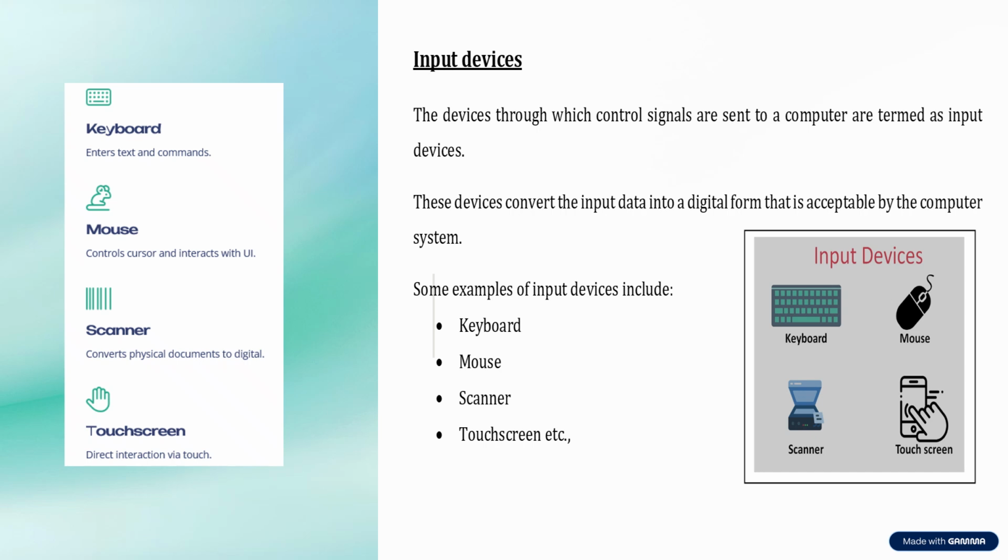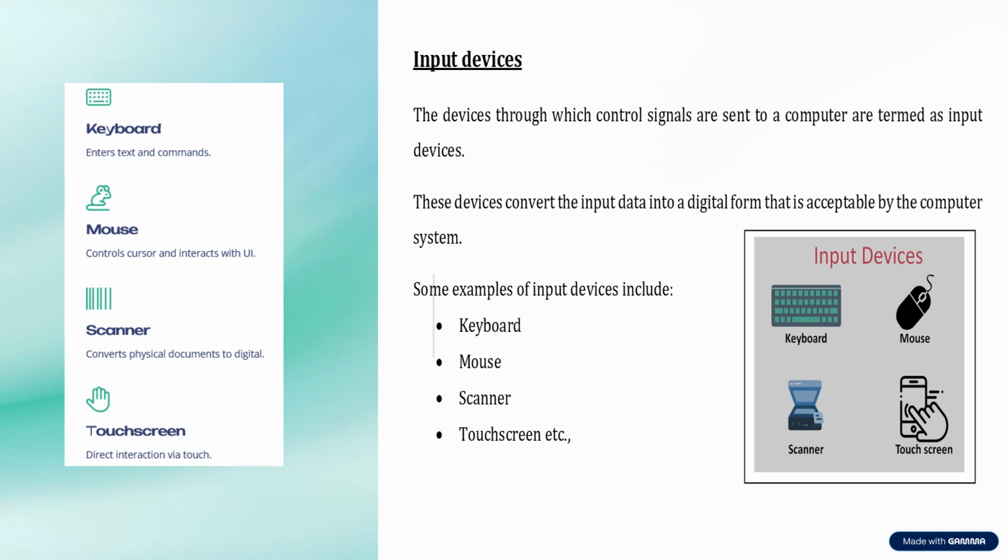These are the devices through which the control signals are sent to a computer, termed input devices. These devices convert the inputted data into the digital form that is acceptable by the computer system. Some examples of input devices include the keyboard, mouse, scanner, touchscreen, etc.